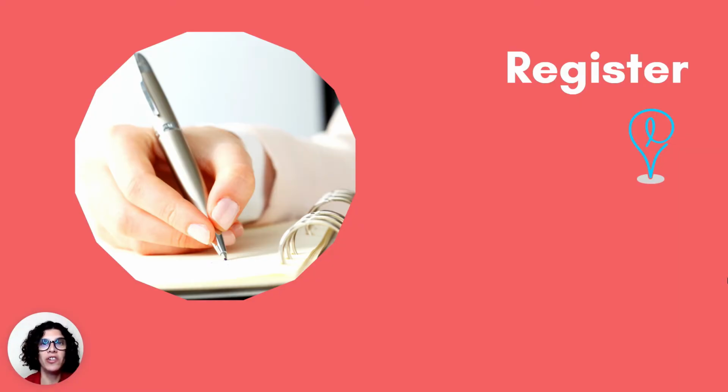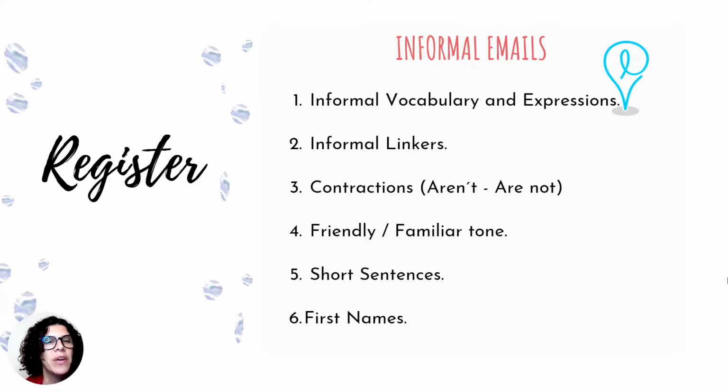Good, let's change to aspect number 2, which is our register. Which characteristics does an informal email have? First of all, it has informal vocabulary and expressions. It's completely different from what we saw in previous videos. The linkers will be informal. We are going to use contractions.